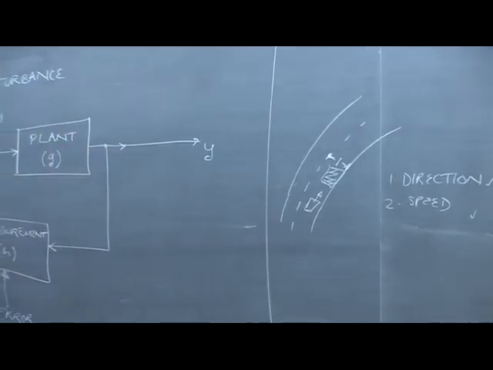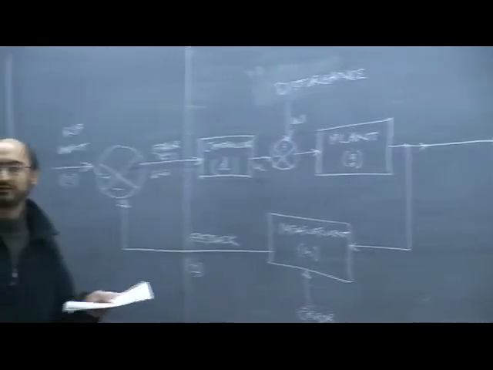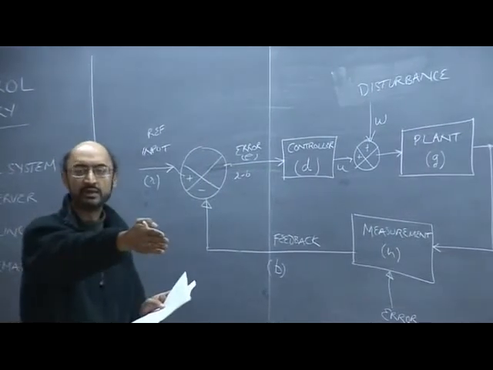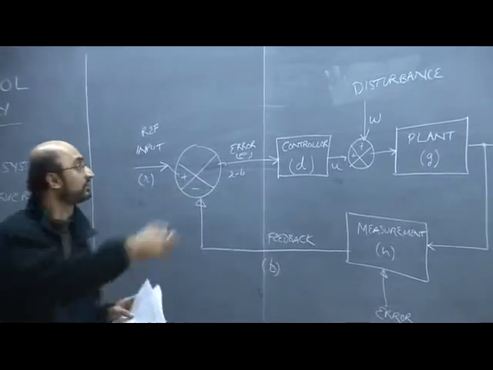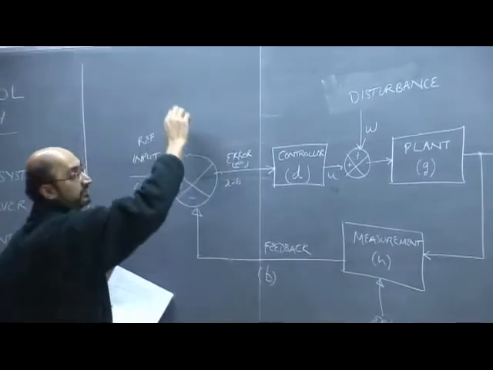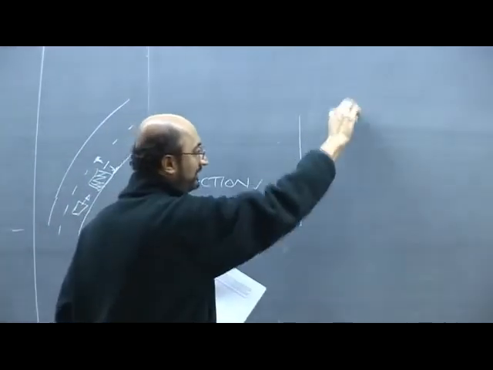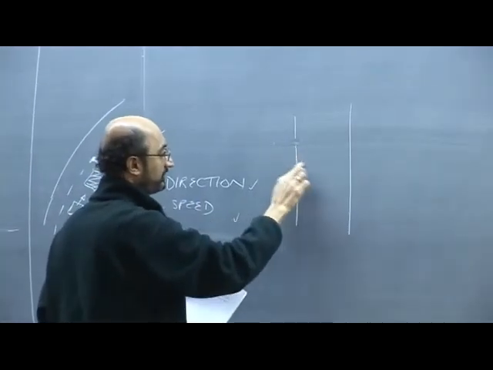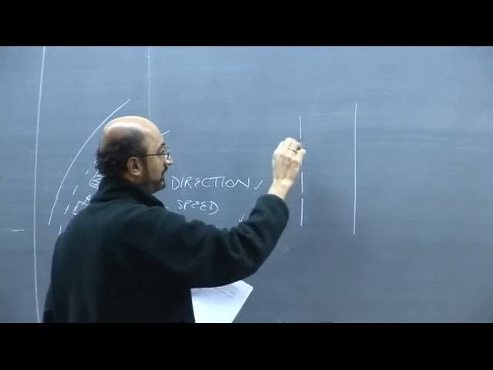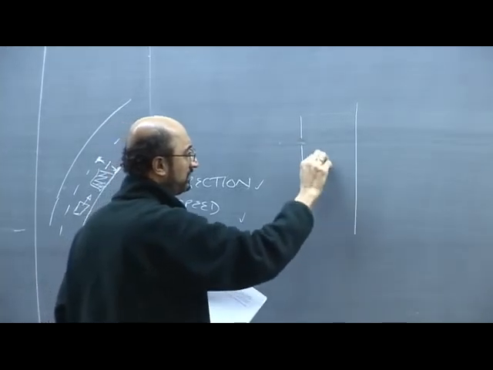Okay, so you want that reference input to be zero. So you're saying, okay, I want you to be at zero offset. So if this is over here, let's say that's the lane, okay, and this, of course, is your dotted line in the middle of the road, and this is your vehicle.